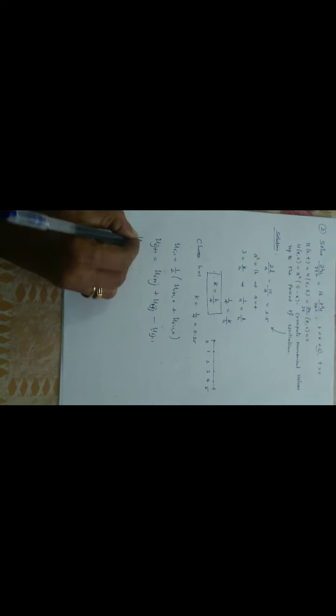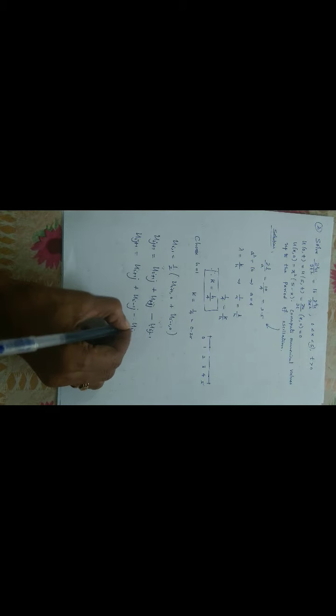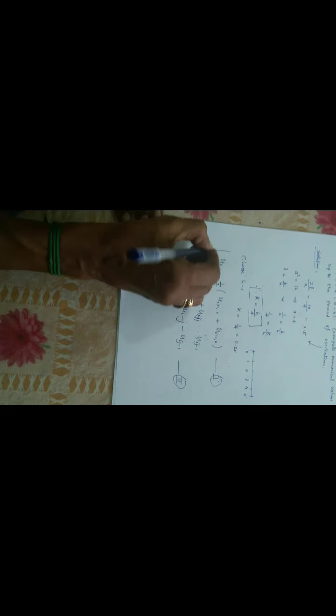I'll repeat, u(i, j+1) is u(i+1, j) plus u(i-1, j) minus u(i, j-1). So this is the first scheme. Second scheme: for the first time step you have to apply this finite difference scheme. For the remaining time steps, yes.